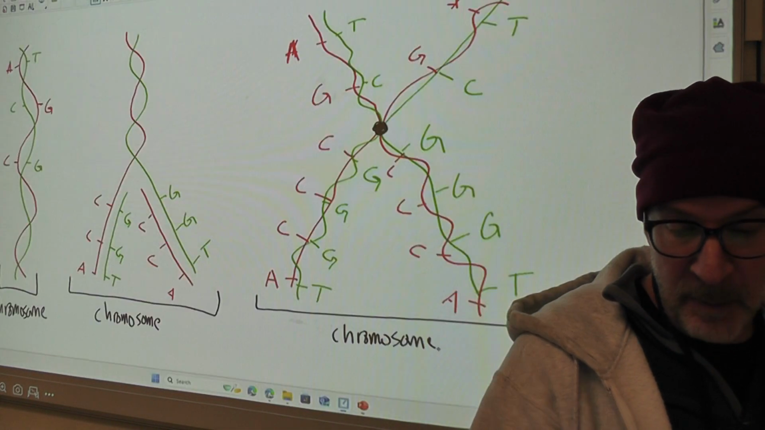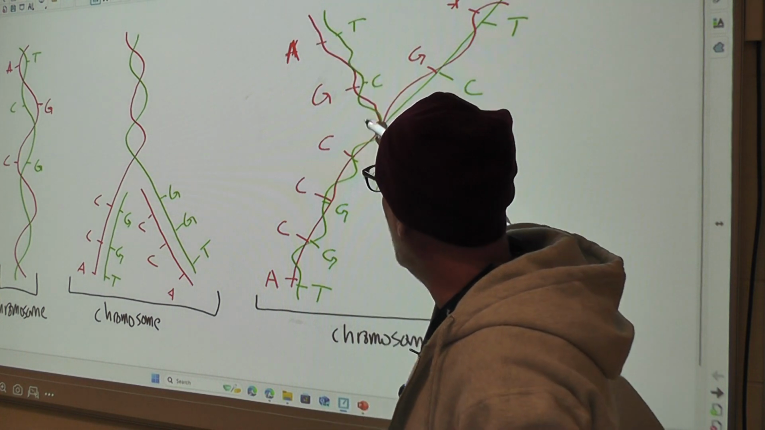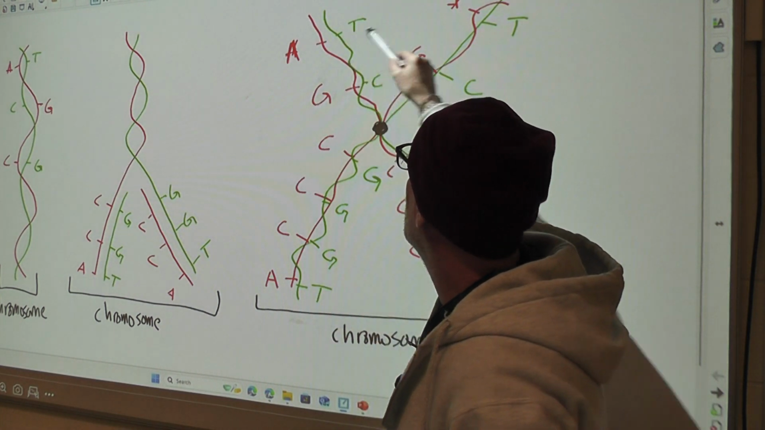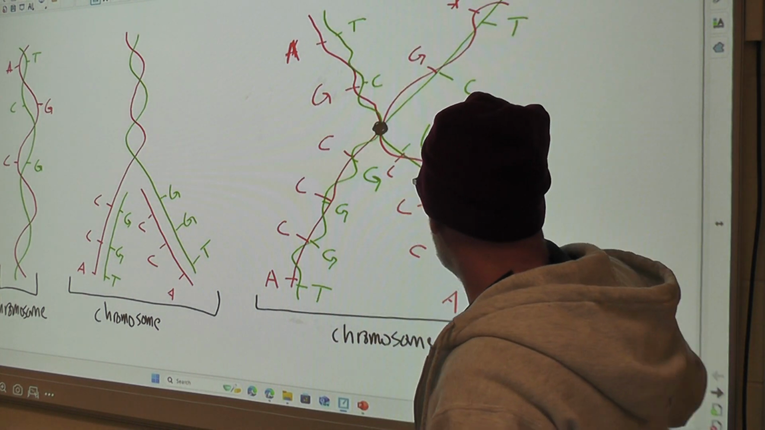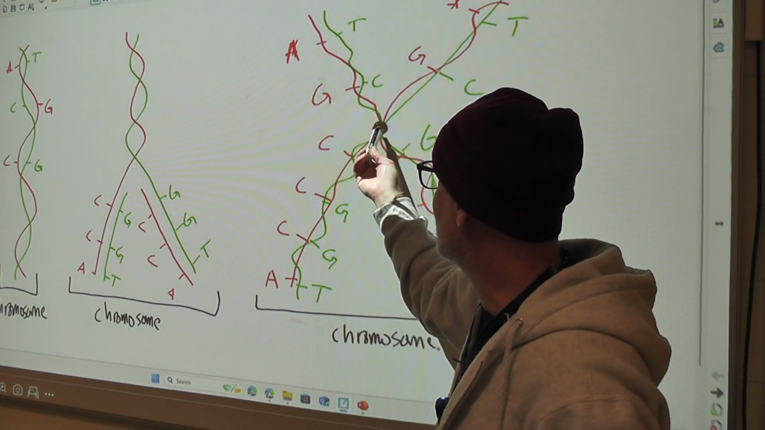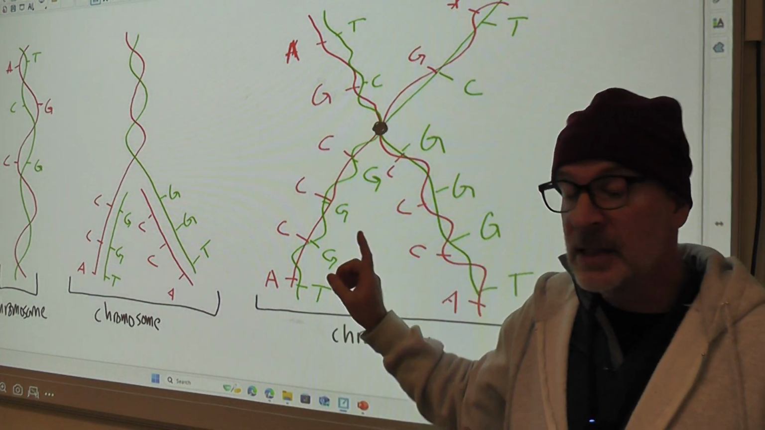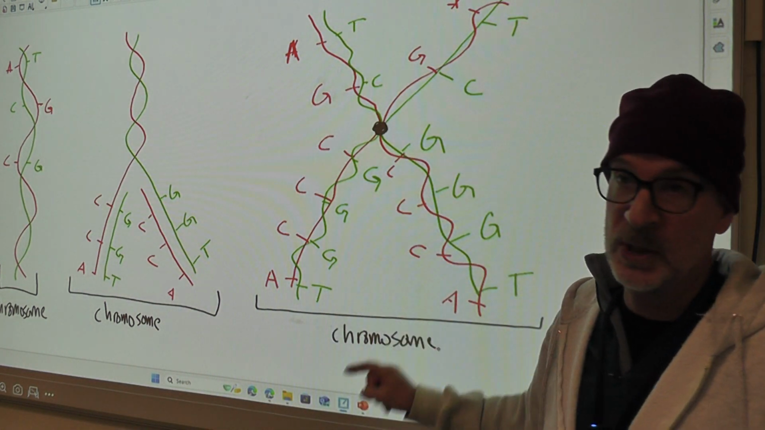And again, in my diagram, that's this. You can see the X here. This is one double strand of DNA physically attached to another double strand of DNA. At this point right here, it makes an X because it's physically attached in the middle. At this point, this is still referred to as one chromosome.